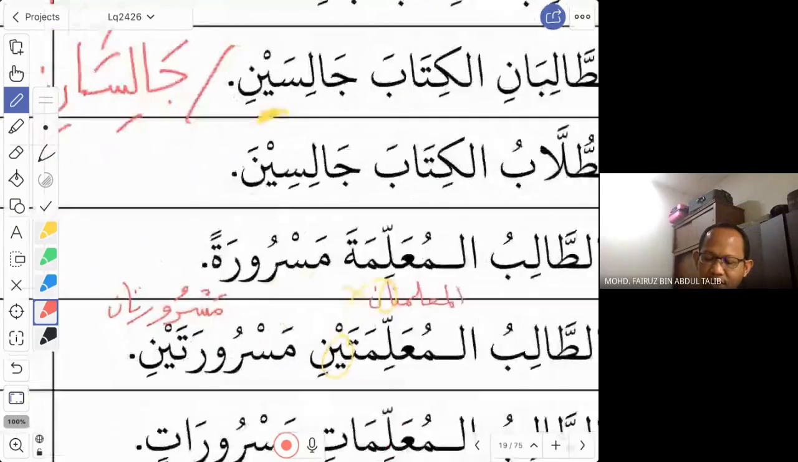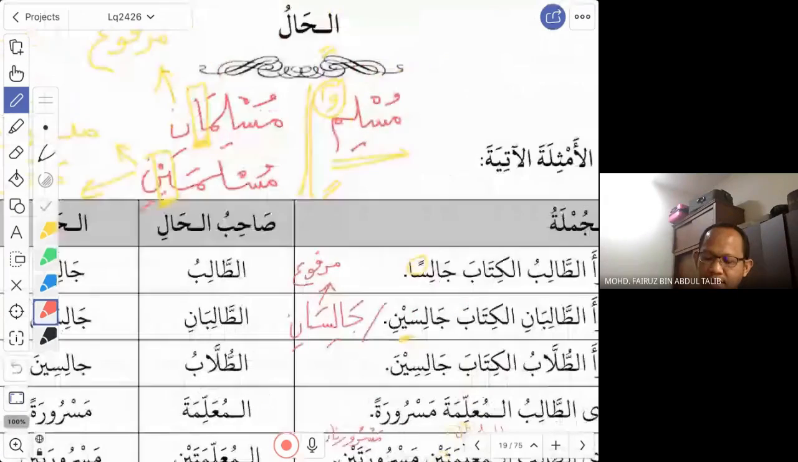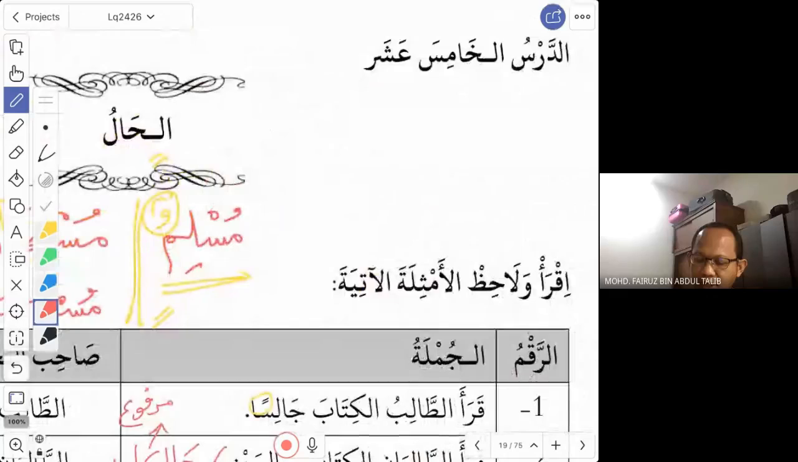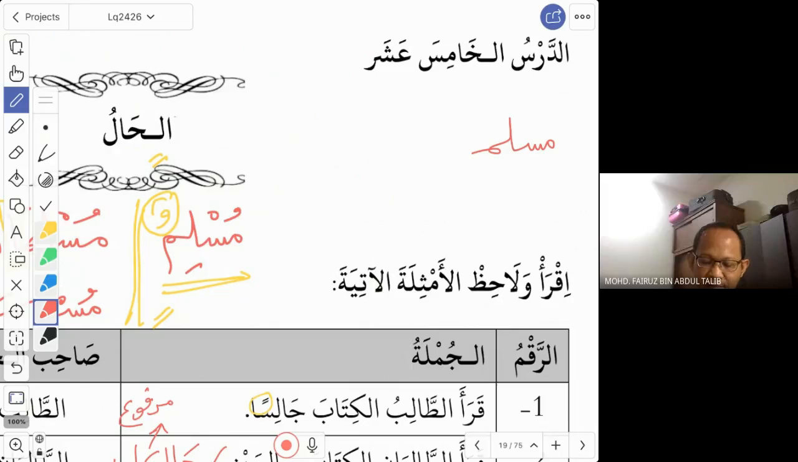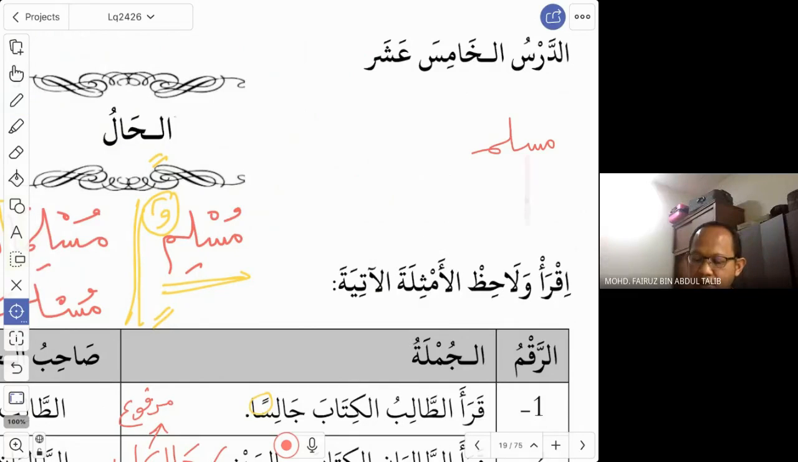We take the word Muslim again. So what is the jama' for Muslim? Muslimun. Jama' muzakkar salim. Salim because we don't change anything to the word. The word remains Muslim. We don't change to masalim or any other word. So that's why they call it sound, safe from any changes.